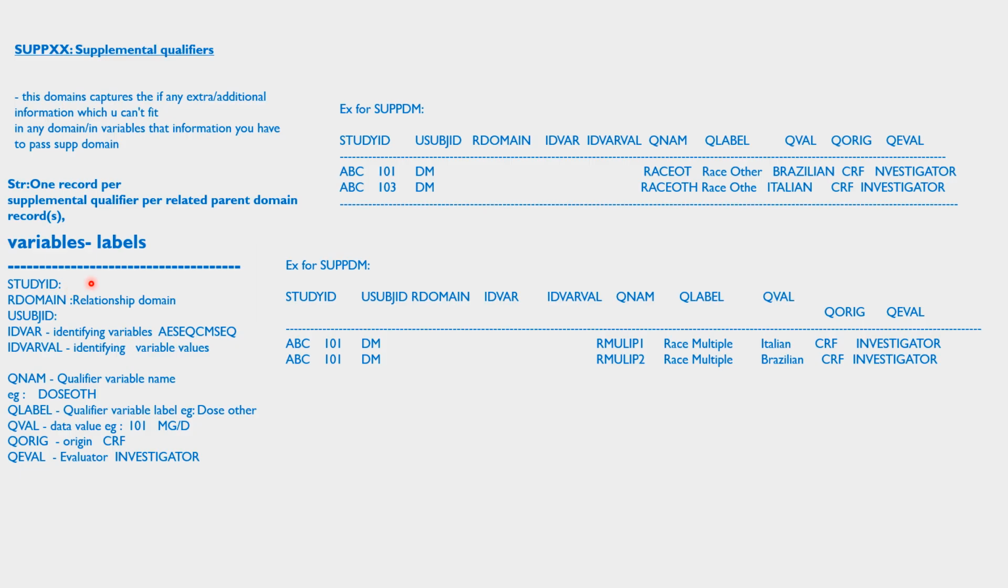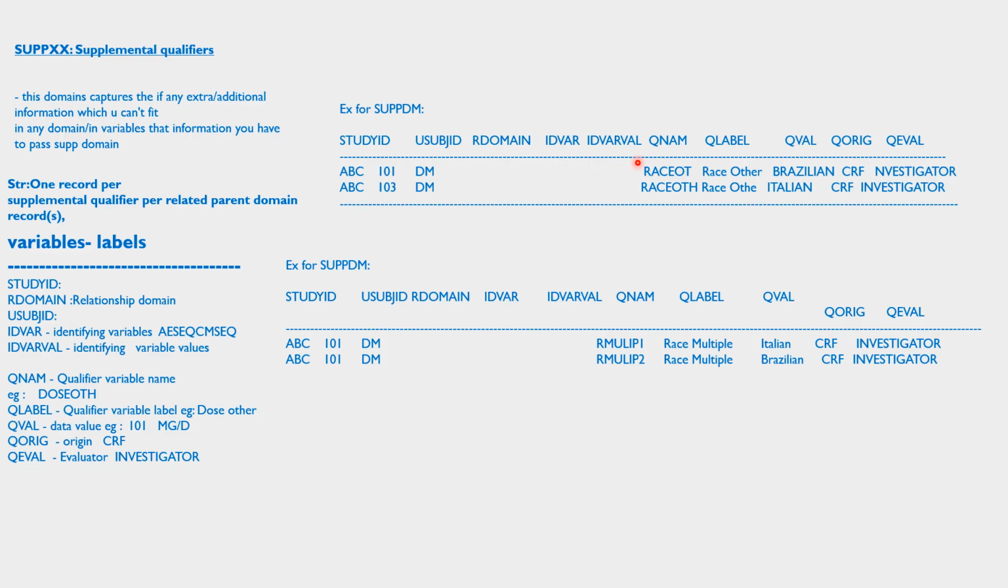The structure is one record per supplemental qualifier per related parent domain record. The variables are STUDYID, RDOMAIN, USUBJID, IDVAR, IDVARVAL, QNAM, QLABEL, QVAL, QORIGIN, and QEVAL. Here we can see an example in SUPPDM.